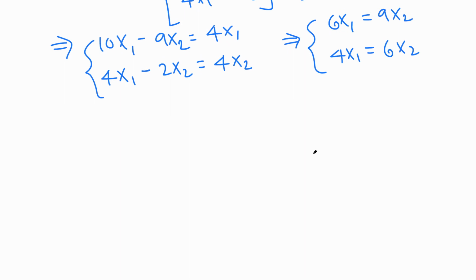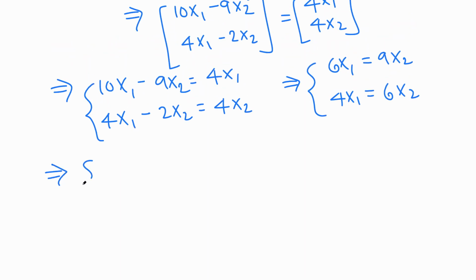This implies we can divide by 6, so x1 is 9 over 6, that's 3 halves x2, and we should get the same thing from here, and that's the case. x1 is 6 over 4, which is 3 halves x2. From both we get the same information, so we don't need this.